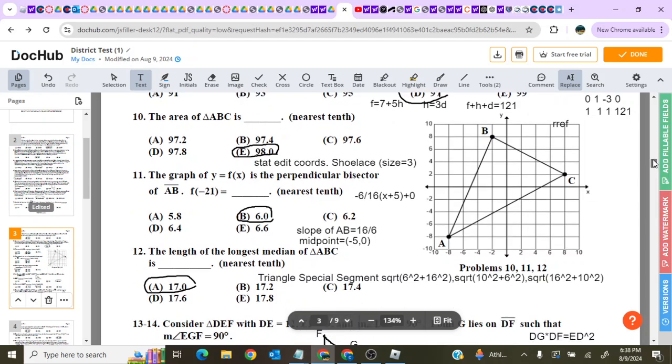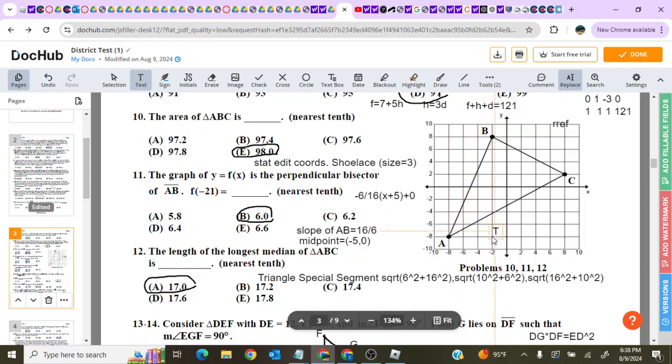Okay, the longest median of ABC is what? We'll be using our triangle special segment program for this. So go to triangle, special segment, and then you'll need to put in all the side lengths. Unfortunately, you'll have to use Pythagorean theorem to figure out all of them, which will take a while.